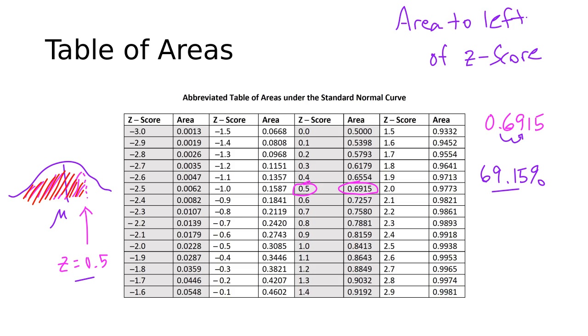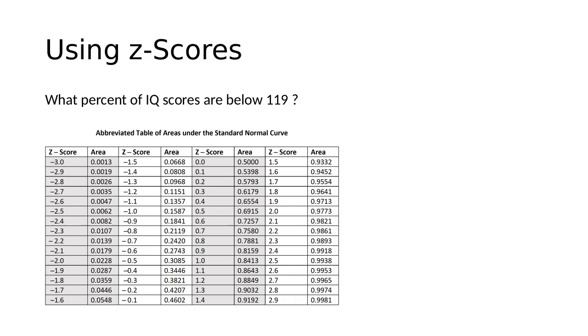Let's see how that could be used in a problem. What percent of IQ scores are below 119? So the first thing we want to do here is identify the fact that since we're dealing with IQ scores, our mean is 100 and our standard deviation is 15. We're interested in the point 119.